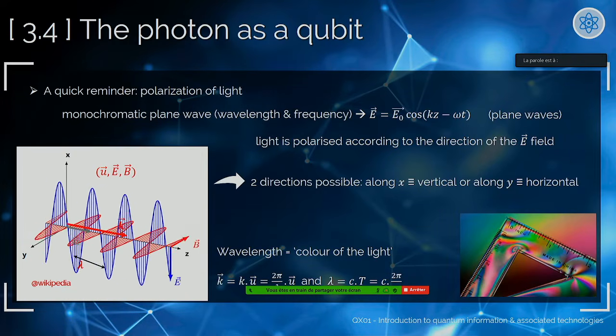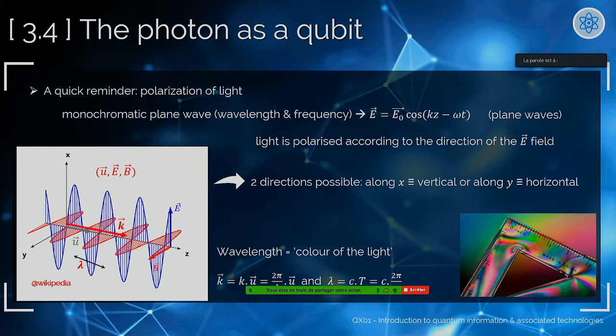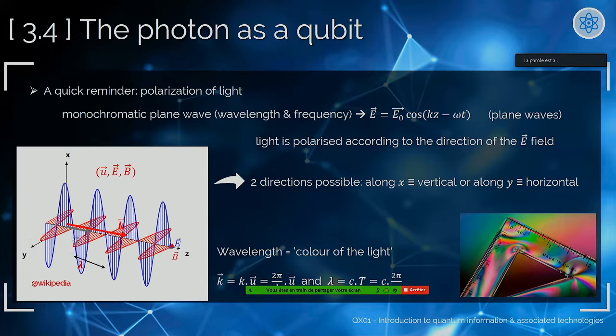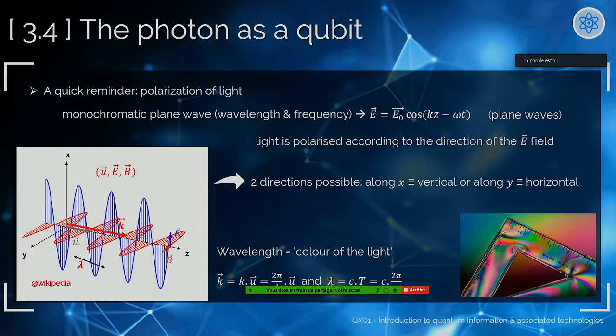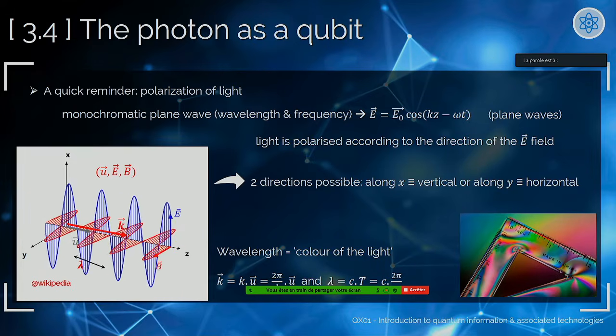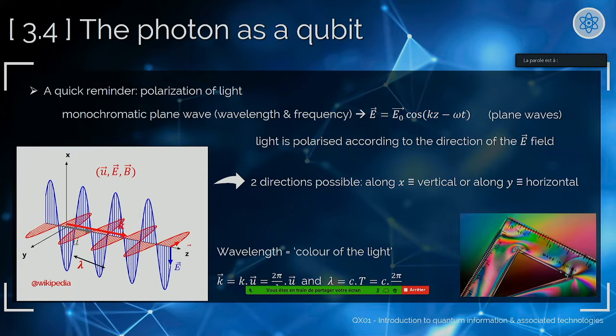In particular, light is polarized. So that means photons will be polarized as well. And as we said, and we're going to see that today, we will use that polarization state precisely, as one way of encoding information onto a single photon. Okay.